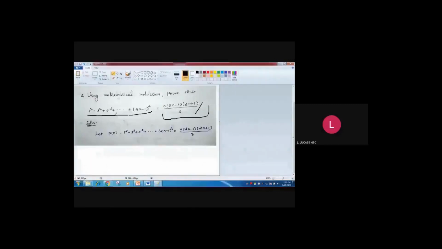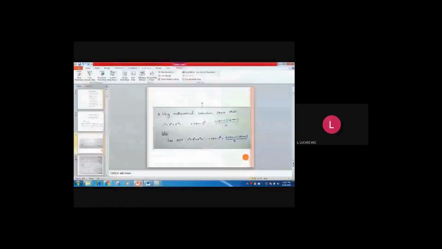Okay. Formula பார்த்துங்க, 1 squared plus 3 அந்த ஆர்டர் நம்பர்ஸோட ஸ்கொயர்டு அப் டு எது வரைக்கும் வரும்? 2n minus 1 the whole squared வரைக்கும் வரும். அதோட ஆன்சர் வந்து n into 2n minus 1 into 2n plus 1 divided by 3. Like that we got to prove with the help of what? Mathematical induction. So let us see how to prove this one.